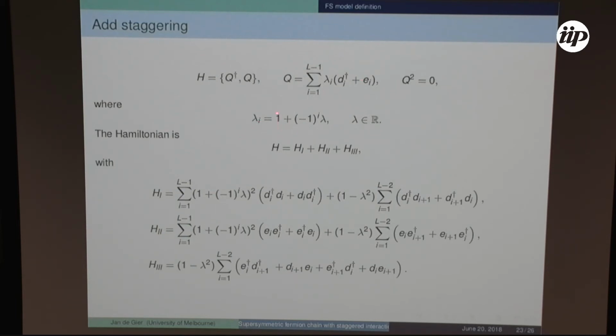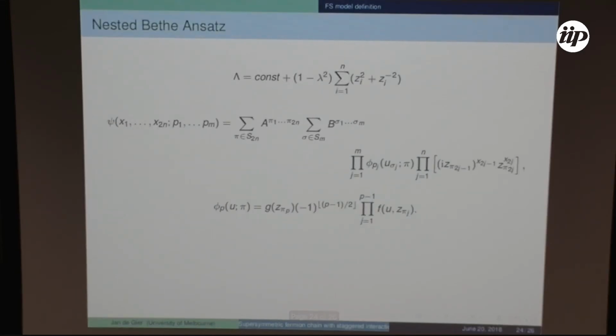Okay, so we can plug that into the supercharge, compute the anti-commutator, and again the Hamiltonian consists of 3 terms, and these terms are here, and now there's this lambda parameter showing up. So this is the term with only the D operators. It has some lambda dependence. The term with only E operators, there's some lambda dependence, and then the mixed terms also have some lambda dependence. This indeed creates a mass gap if you vary lambda. But more so, the model remains integrable.